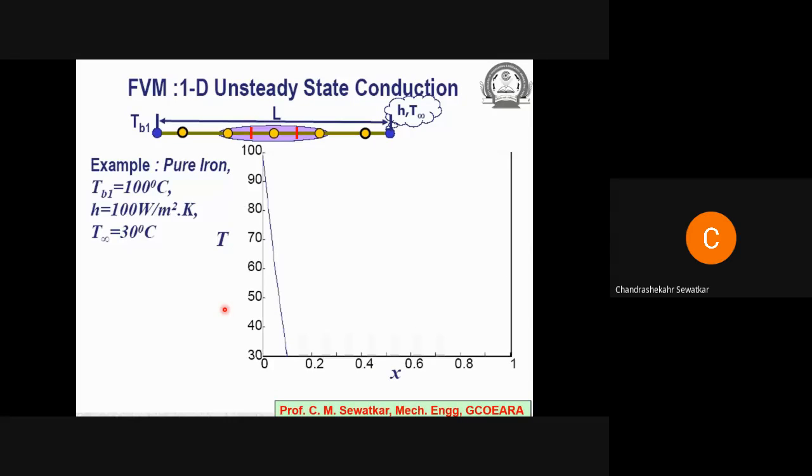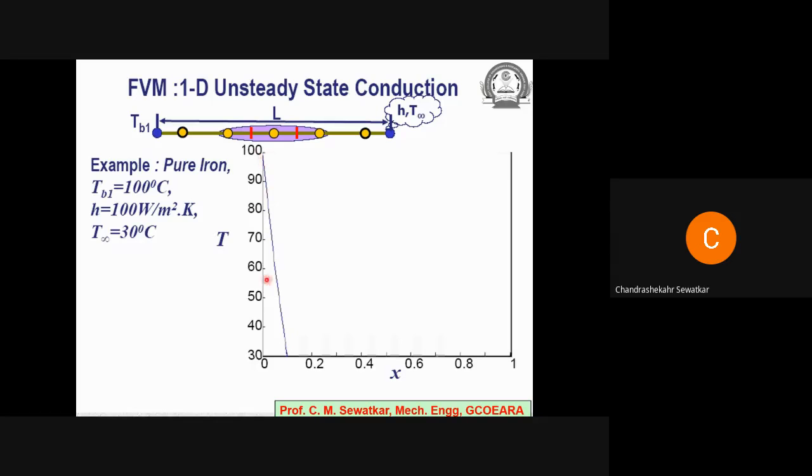Here is the solution for 1D unsteady state heat conduction with a different boundary condition plotted. The TB1 is 100 here and h and T infinity are given. h is 100 watt per meter square Kelvin and T infinity is 30 degrees Celsius. So this is not the steady state solution. The solution is captured in between. I'm going to share with you a small animation and I'll be talking about the solution of 2D, two-dimensional unsteady state heat conduction.